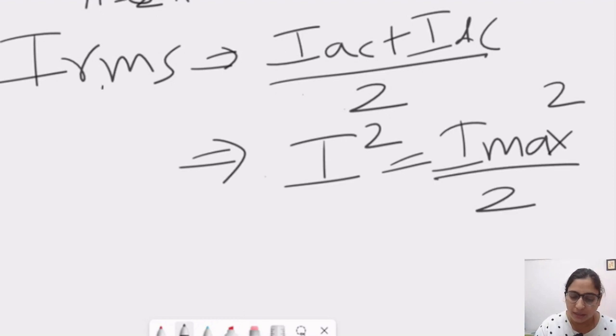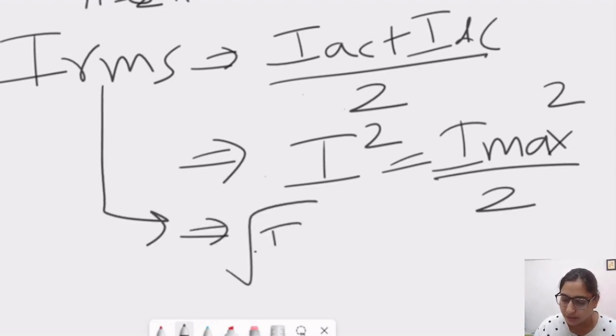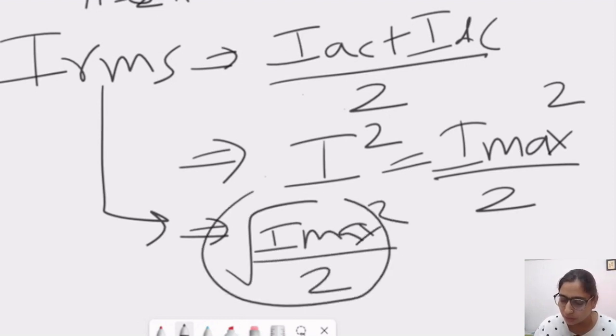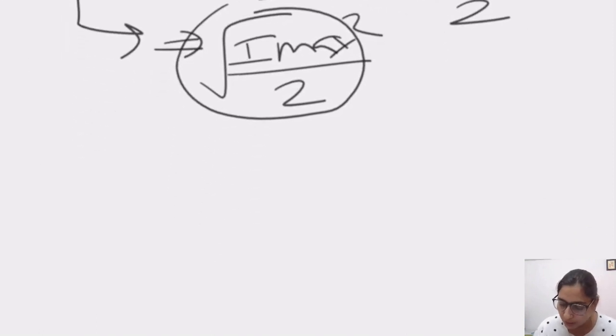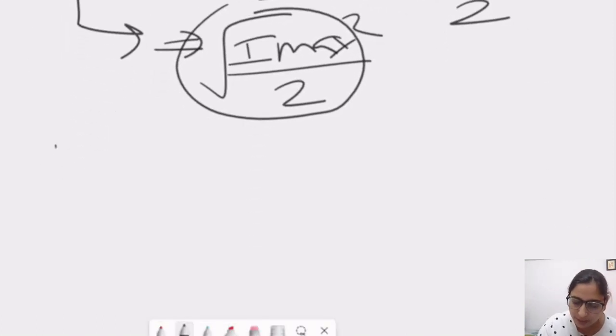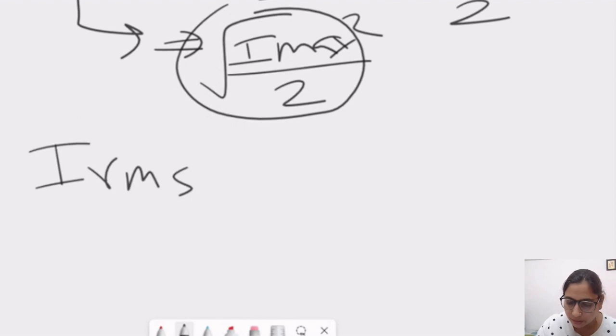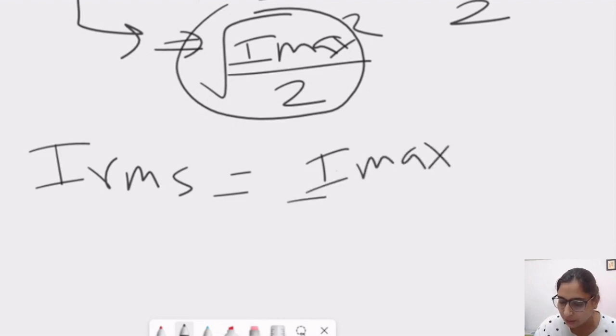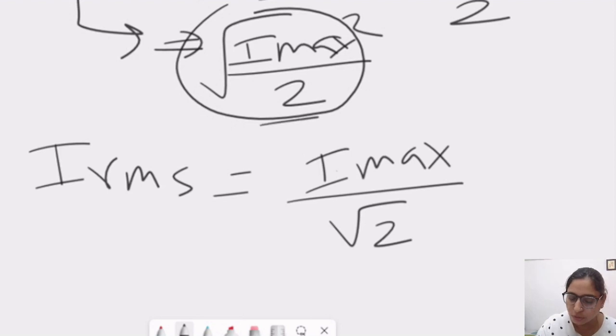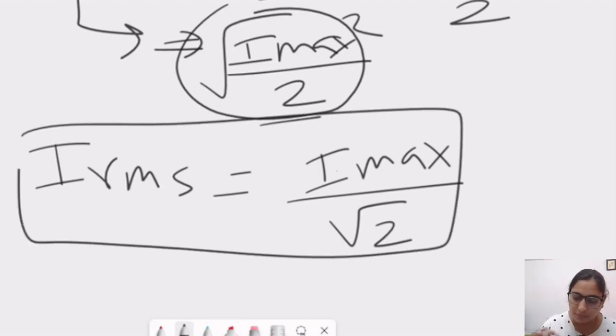We know that IRMS is root mean square, so we have to consider the root of this whole equation. So we are considering I max square by 2. If this is under root, we will remove the square sign here. So finally we will get IRMS, which is nothing but I max divided by under root 2. So this is the value of IRMS.